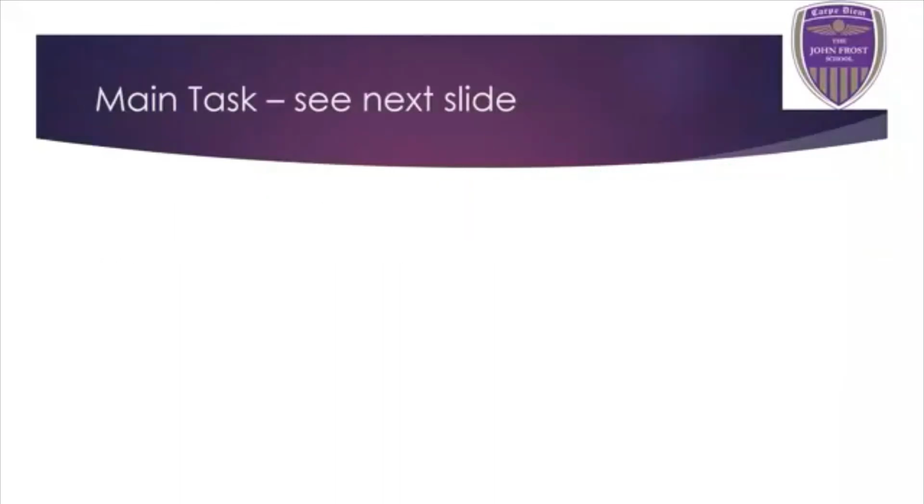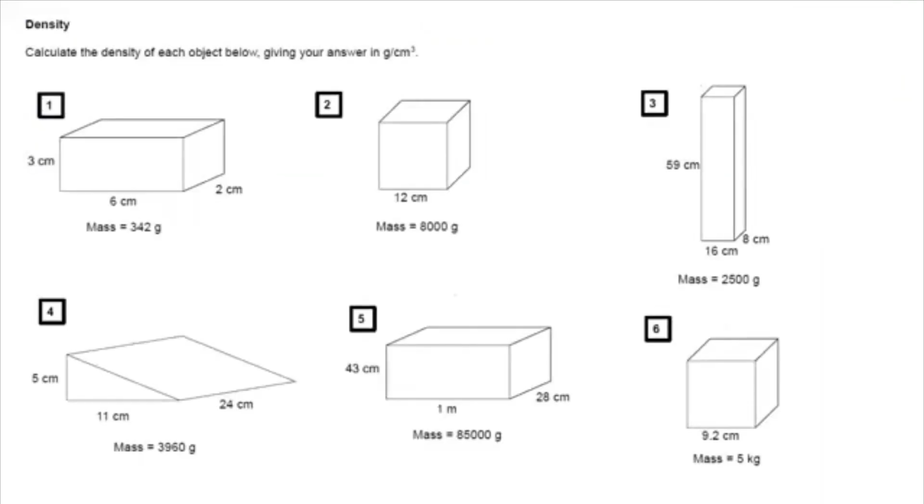For the main task, it's on the next slide. It's here. Pause the video, have a go. Before you do start, though, I'll just remind you that question 2 is a cube, and question 6 is also a cube. Bear that in mind. Have a go. And I want all the answers in grams per cm cubed. So be careful with question 6! Okay, come back when you're ready for the answers.